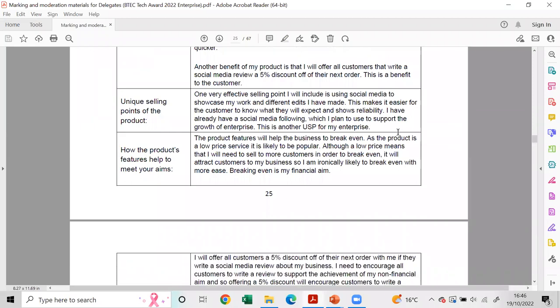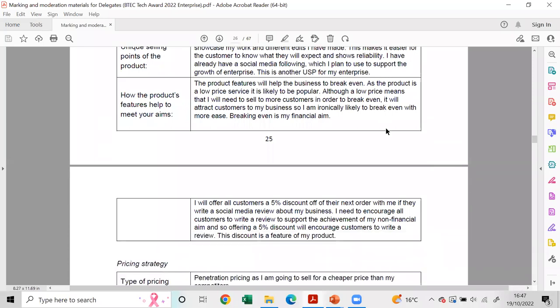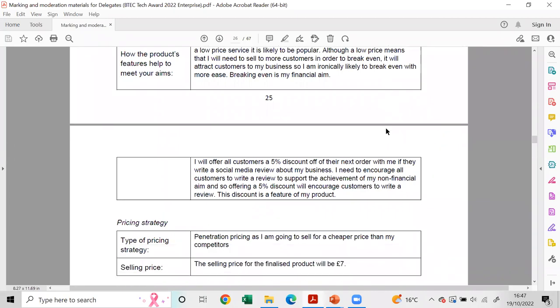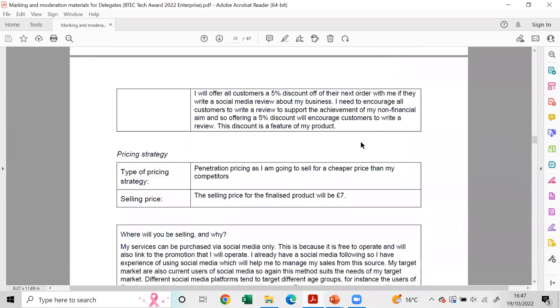Do they have a unique selling point and what that means for them? They have explained that. Their product features and how it links to their aims and break even, why they're going to offer a certain discount, and again, how that links to their aims.